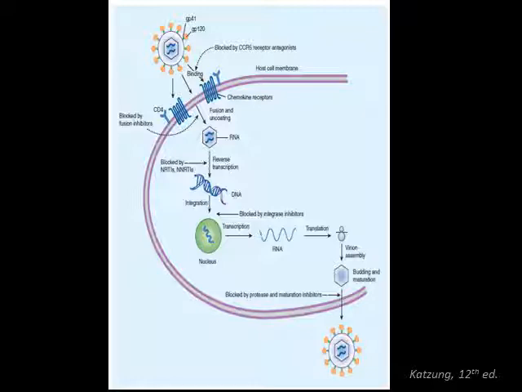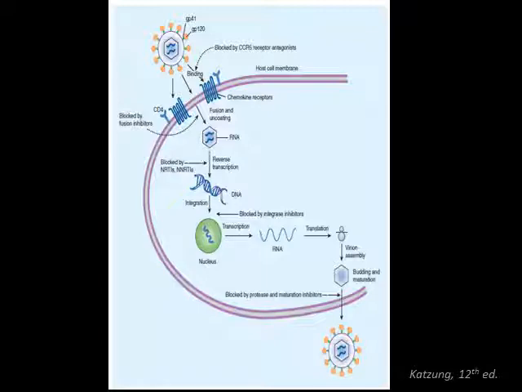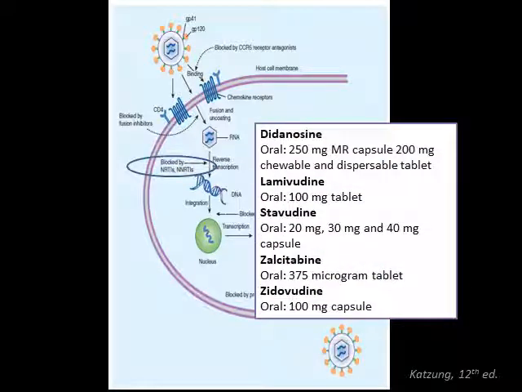An example of CCR5 receptor antagonist is maraviroc. Fusion into your CD4 T cell is blocked by enfuvirtide. In fusion and coating, the virus needs to be reverse transcribed into a double-stranded DNA via your reverse transcriptase enzymes, and this is blocked by agents such as the following.